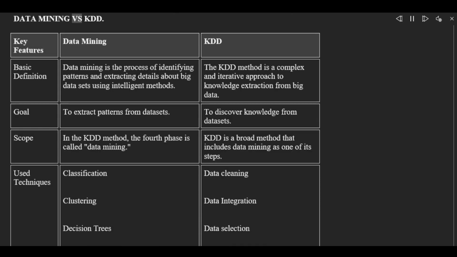Data mining vs KDD. Key features. Basic definition. Data mining is the process of identifying patterns and extracting details about big data sets using intelligent methods. The KDD method is a complex and iterative approach to knowledge extraction from big data. Goal: for data mining, to extract patterns from data sets; for KDD, to discover knowledge from data sets.